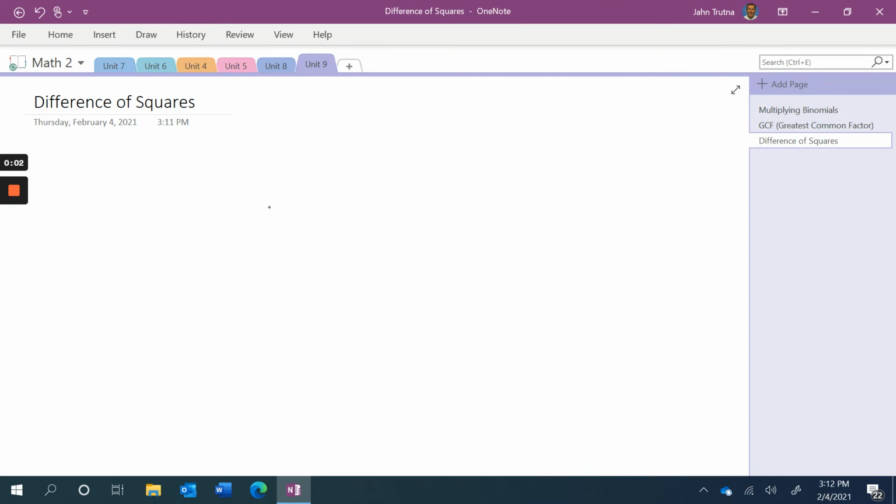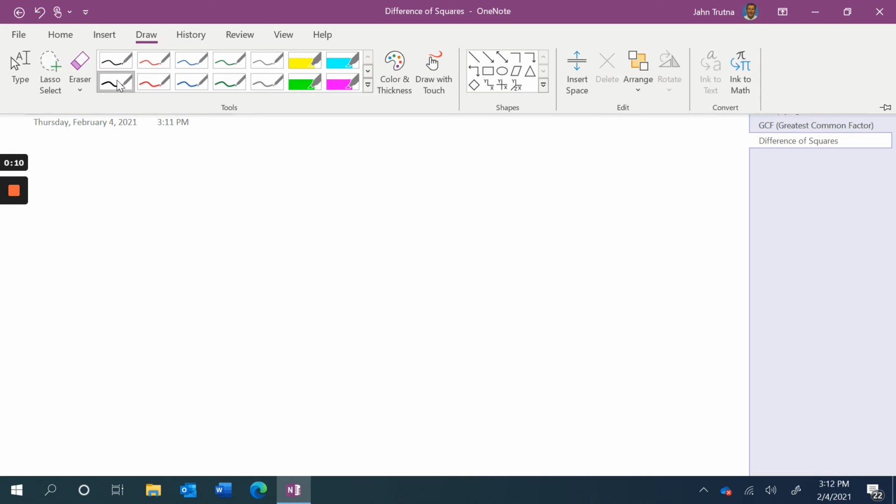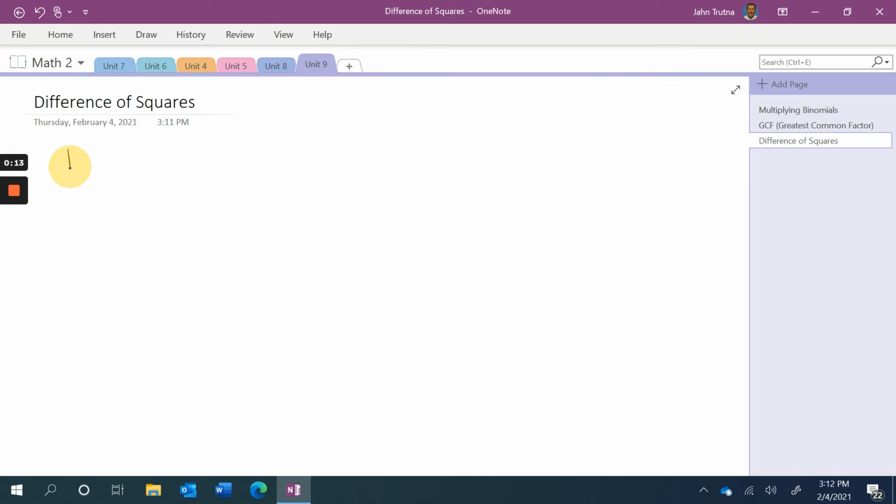Okay, so today we're going to be taking notes on what we call the difference of squares. Before we get started, I want to make sure that you understand a couple of things, so we've got to lay the groundwork here. First of all, let's talk about what it means for something to be a perfect square number.